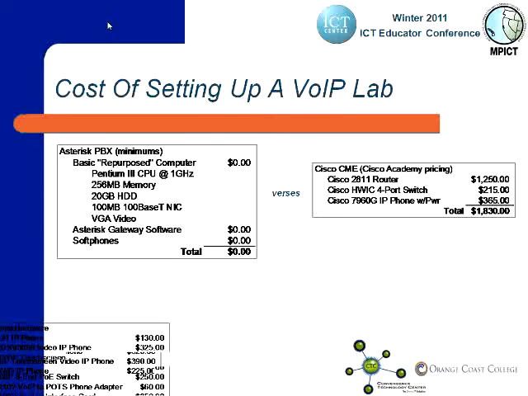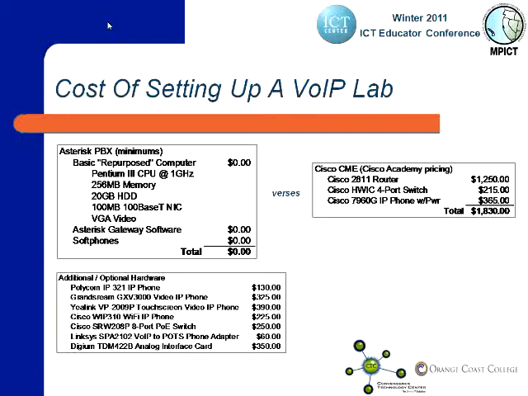Okay, but there are some optional things that you might want to get instead, and that's what I brought with me today as well. For example, you probably do want to buy some hard phones. Now, I brought with me a couple of very, very simple, inexpensive SIP IP-based phones. These are Polycom 320. The Polycom 320 is about $130 each.